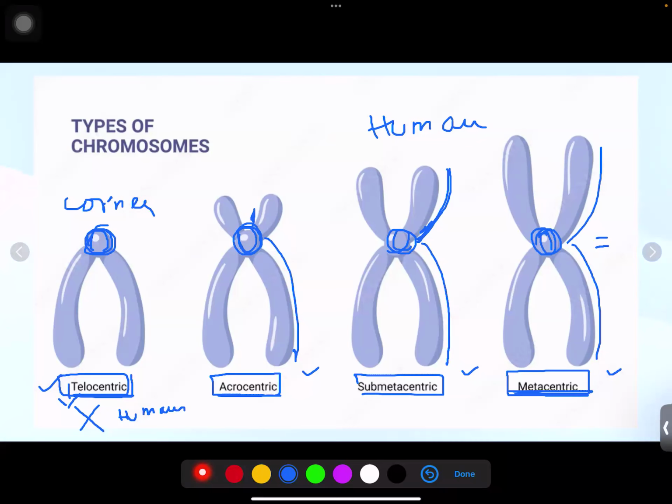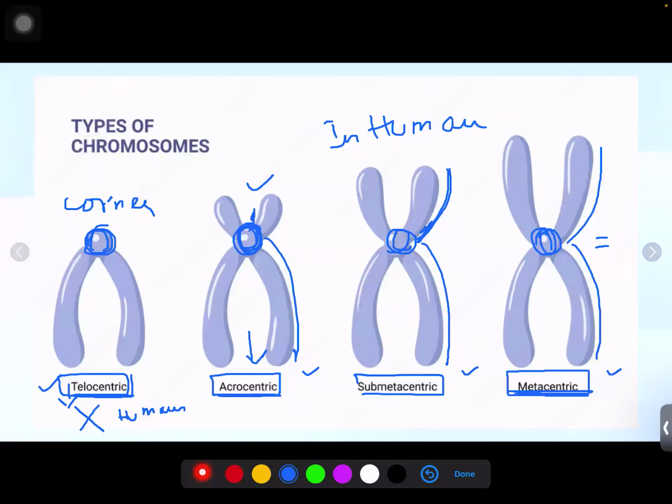Whenever they ask in humans, when the centromere is near the end of the chromosome, which type is this? This is an acrocentric type. These three types are important to understand, and they can come in MCQs.